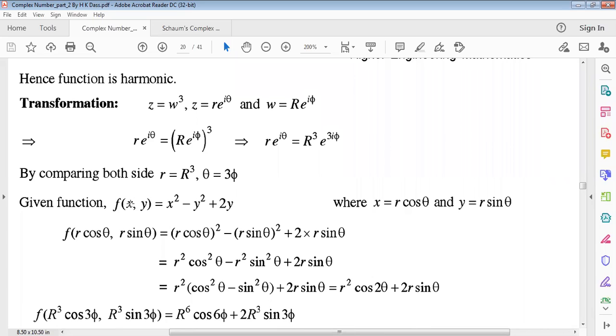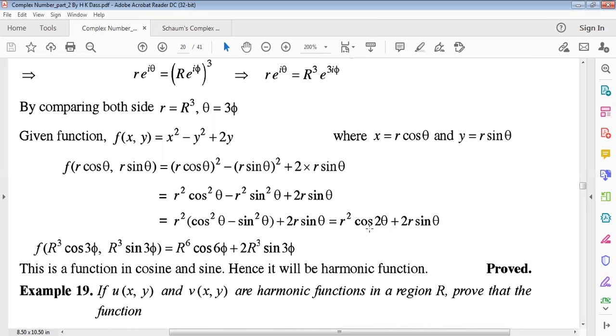So given function x square minus y square plus twice y. This is the given. So if we put x equals r cos theta and y equals r sin theta, the polar coordinate of complex number. So x equals r cos theta and y equals r sin theta. In this, we get the calculation r square cos twice theta plus twice r sin theta. So the polar form will be what? R cos thrice phi. Small r will be what? Capital R cube, and theta will become what?